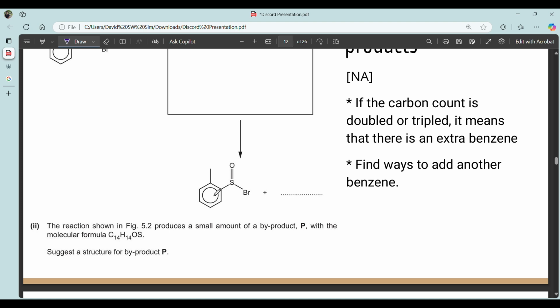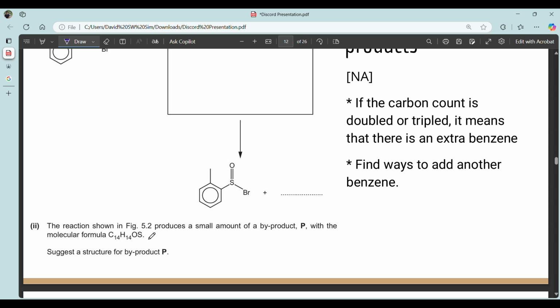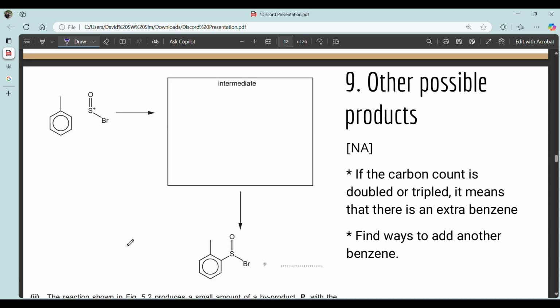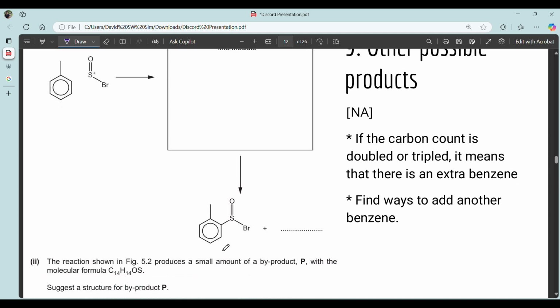You have to look at the benzene ring here. 1, 2, 3, 4, 5, 6, 7. Yes, 7 carbons. Here is C14H14OS. As you can see, the number of carbons doubles. So what does that tell you? That tells you that there is an extra benzene. So in other words, when you're asked to give other additional products, you just find out how many additional benzene rings are added by comparing the number of carbon atoms.